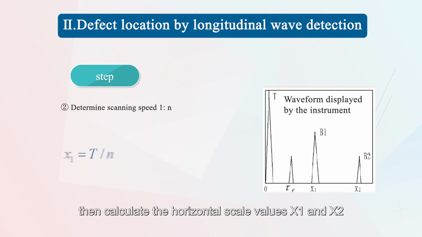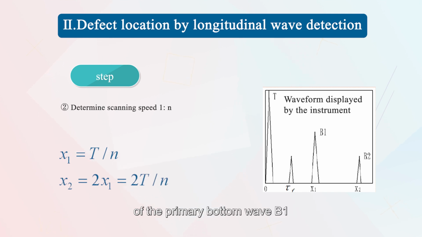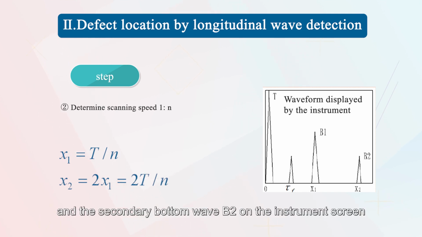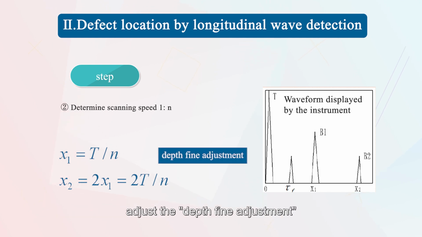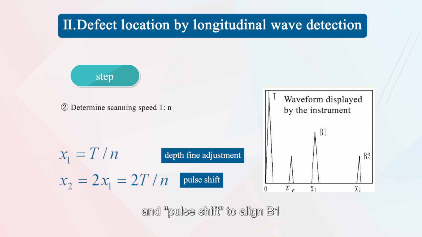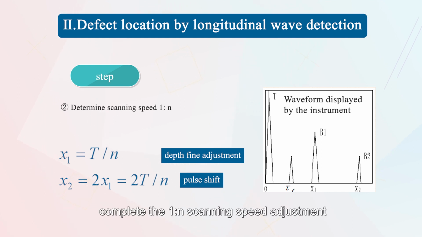Then calculate the horizontal scale values x1 and x2 of the primary bottom wave B1 and the secondary bottom wave B2 on the instrument screen. Adjust the depth fine adjustment and pulse shift to align B1 and B2 with horizontal scales x1 and x2 of the instrument respectively. That is, complete the 1 to n scanning speed adjustment.